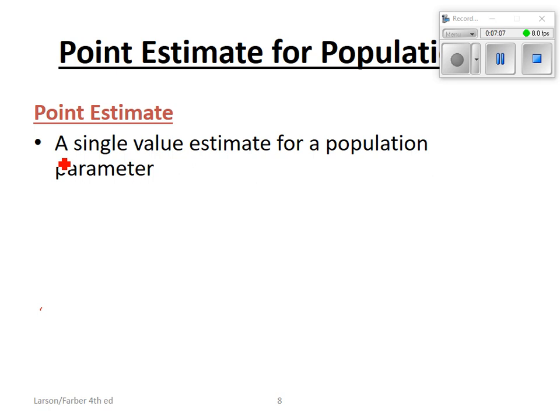Point estimate. A point estimate is just a single value estimate for the population parameter. What we're going to deal with today is the mean. Then we'll deal with population proportion, which is the percentages. Then we'll deal with variance and standard deviation and so on.